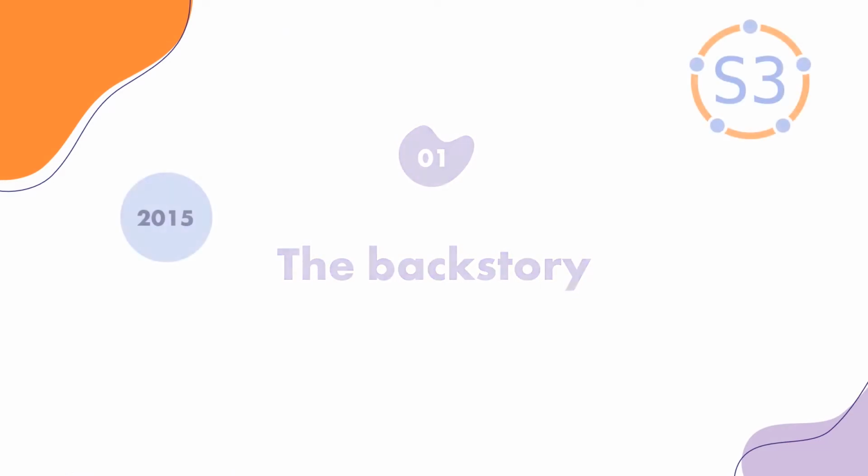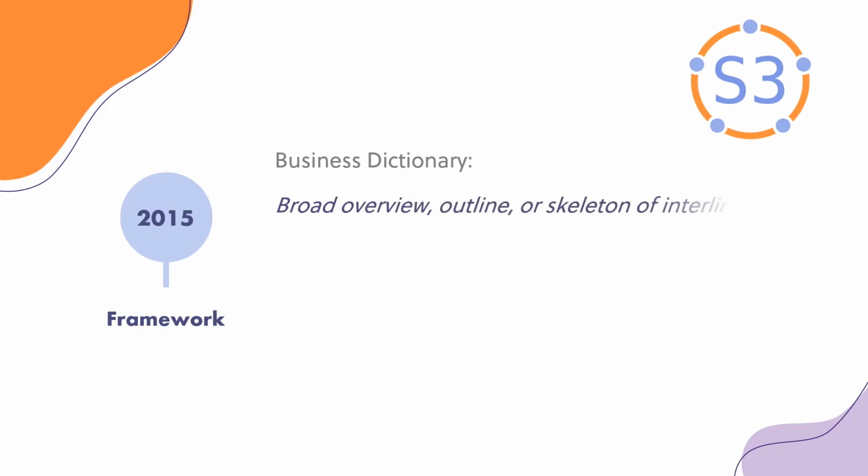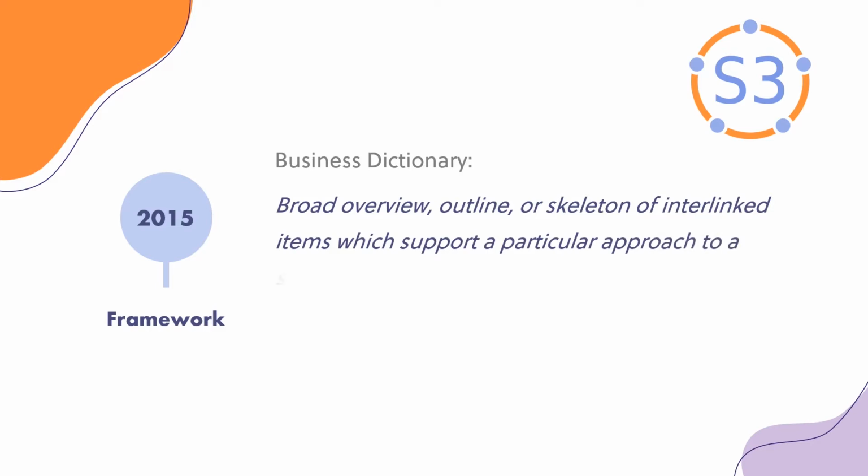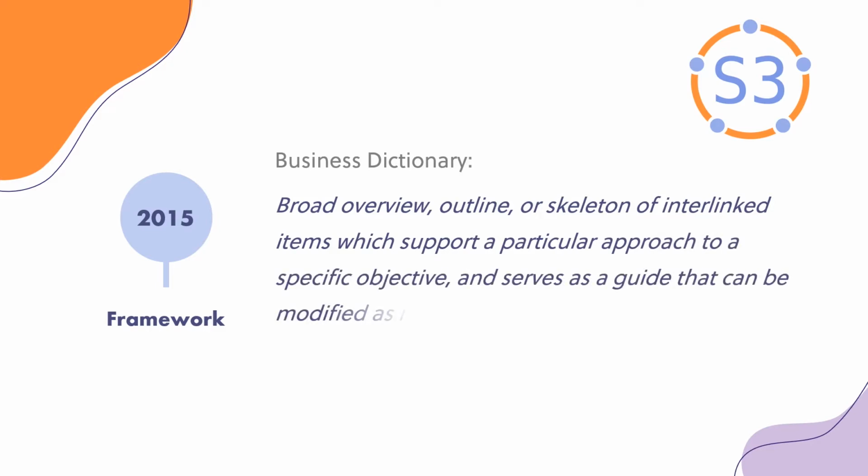In the early days, we categorized S3 as a framework. What we meant by that was well summarized in the now unfortunately defunct Business Dictionary as a broad overview, outline, or skeleton of interlinked items which supports a particular approach to a specific objective and serves as a guide that can be modified as required by adding or deleting items.